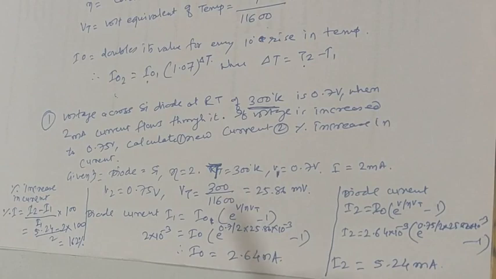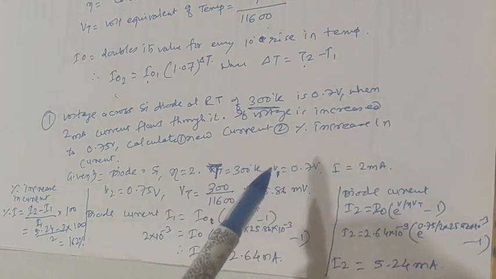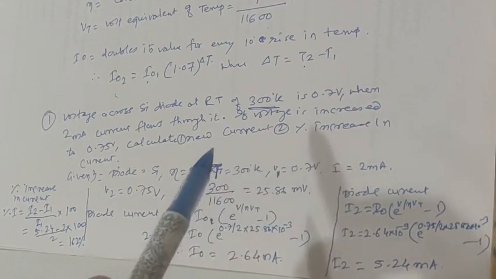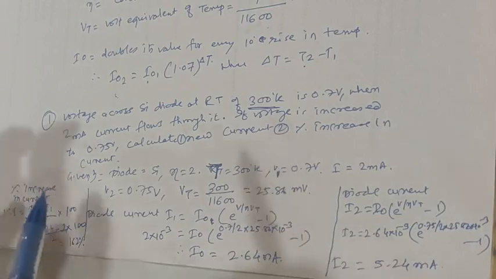So your current has increased by 162% if your voltage increases from 0.7 volt to 0.75 volt. Okay, so this is the very easy kind of numerical that can be asked on this. Now let us take one numerical on transistor so that you can understand.